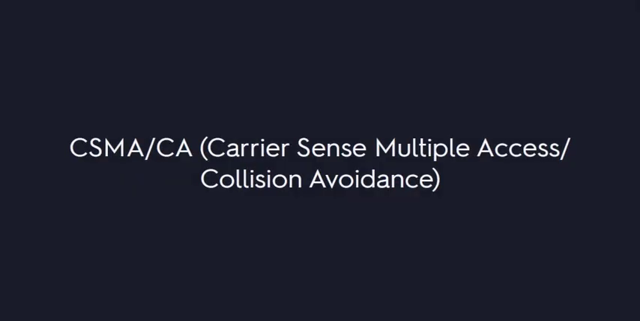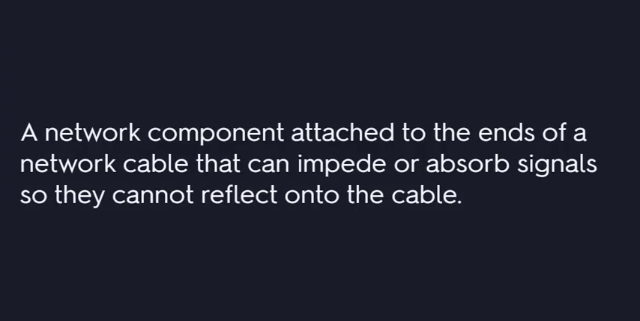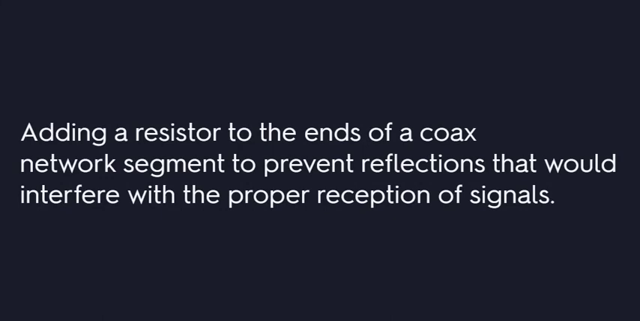CSMA. A network component attached to the ends of a network cable that can impede or absorb signals so they cannot reflect onto the cable. Terminator. Adding a resistor to the ends of a coax network segment to prevent reflections that would interfere with the proper reception of signals. Termination.